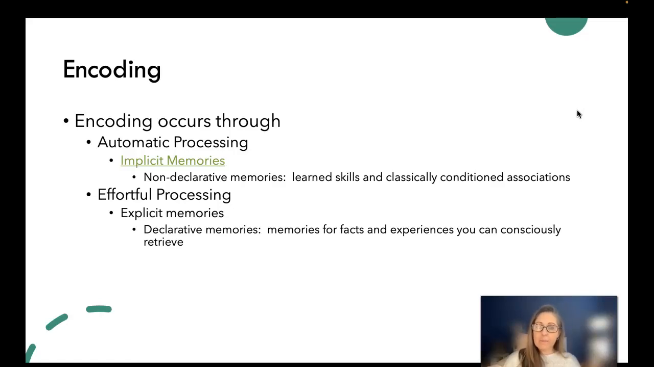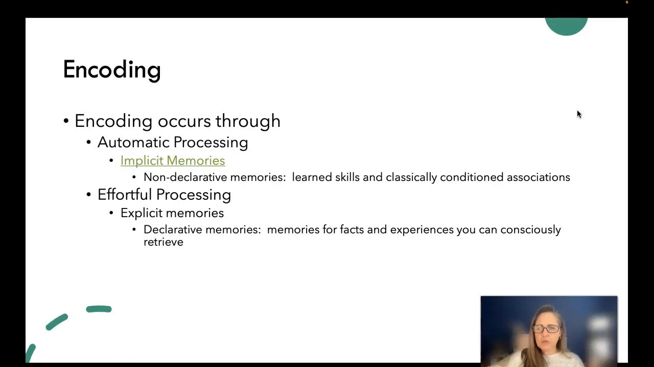They're in our memory, but it's not a matter of intentionally retrieving those. It's more of an automatic process. So in addition to automatic processing and the implicit memories that come from that, we also have effortful processing. And effortful processing results in what we call explicit memories. And so explicit memories are what we also call declarative memories. Declarative memory is another term for explicit memory.